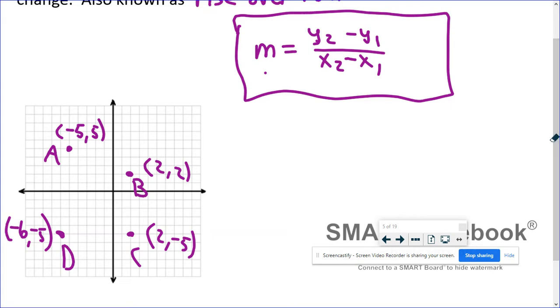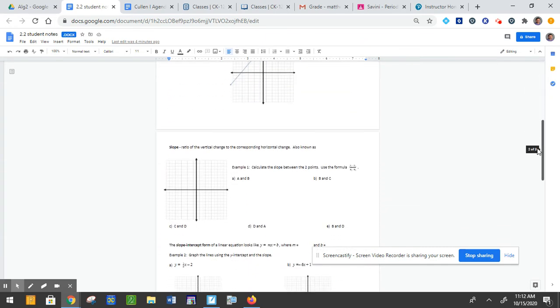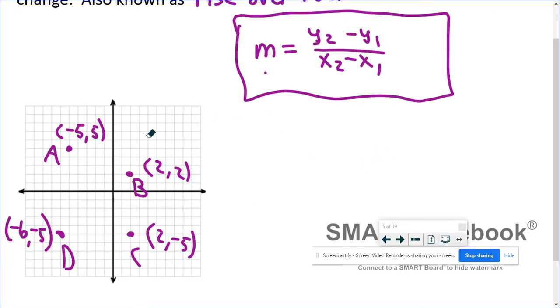All right, so let's see exactly which ones we're going to be doing. Between A and B is the first one. If we're going to figure out what is the slope between points A and B, we're going to take those ordered pairs. So from A to B, what is the slope? That was the first one we had to do. If my ordered pairs are -5, 5, that's my x1 and my y1. The other ordered pair is 2, 2, so that's my x2 and my y2.